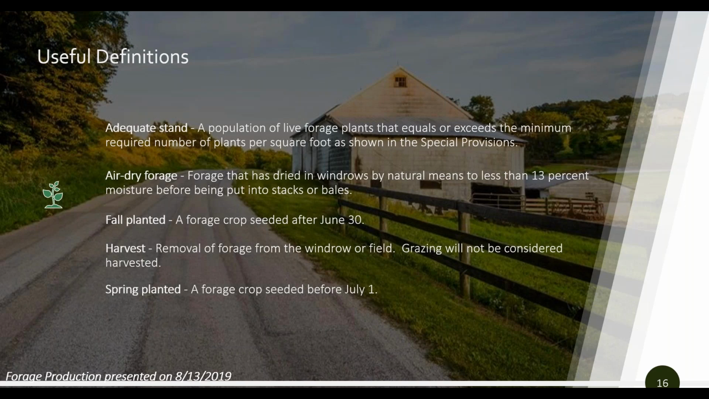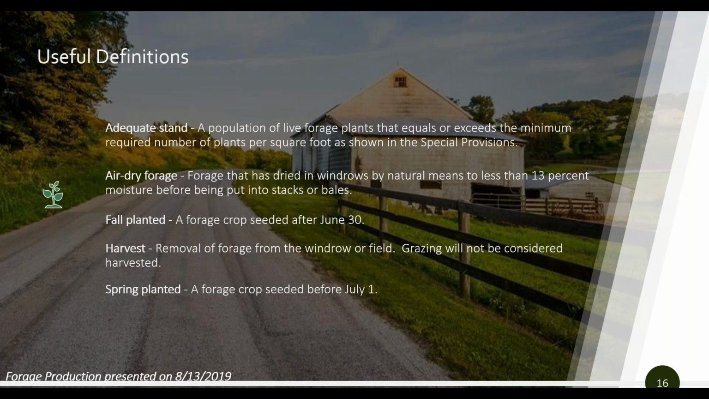Air dry forage, what does that mean? It means that when we're going to measure production, we're going to measure forage that is dried in windrows by natural means to less than 13% moisture before being put into stacks or bales. Fall planted is a forage crop that is seeded after June 30th. Harvest is removal of forage from the windrow or field. Grazing will not be considered harvested. And spring planted is a forage crop that is seeded before July 1st.